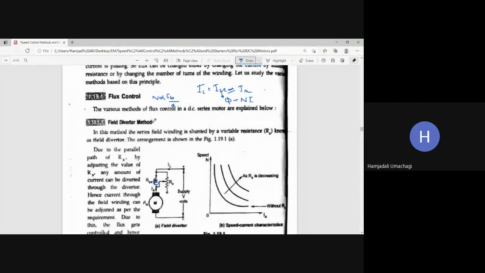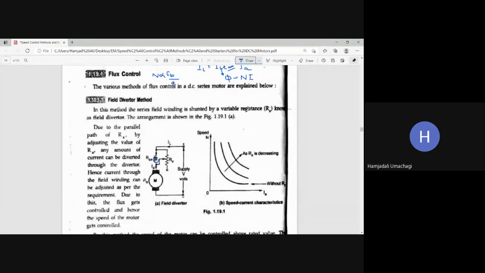So the first one is the flux control method. In the flux control method, there are many methods to control the flux in order to control the speed of a DC series motor. Various methods of flux control in a DC series motor are explained below. There are many methods to change the flux by which we can control the speed of the motor. The first one here is the field diverter method. This field diverter method is part of the flux control method only.